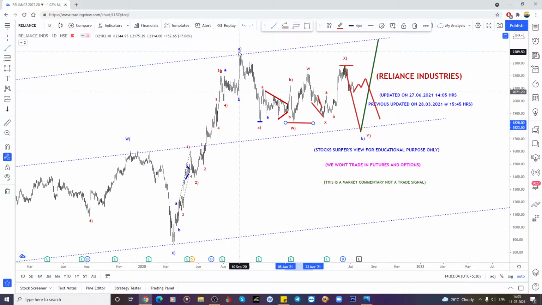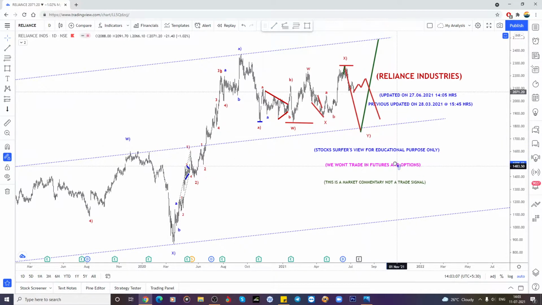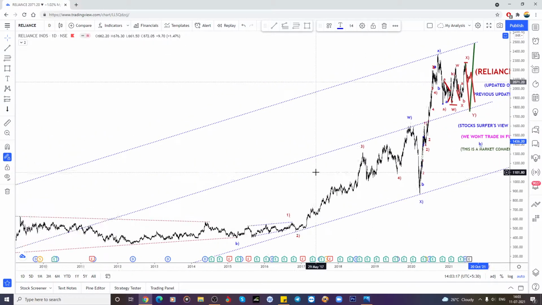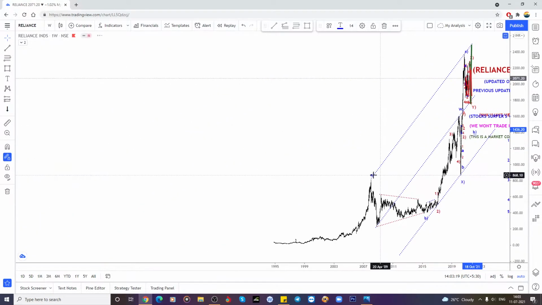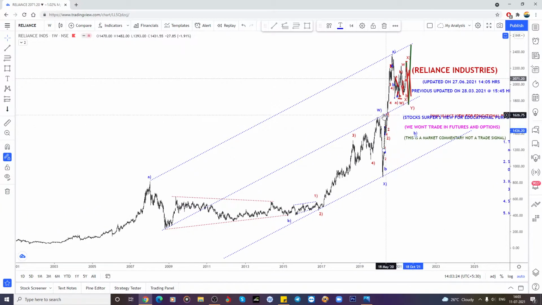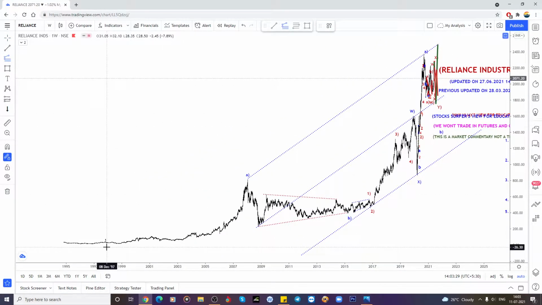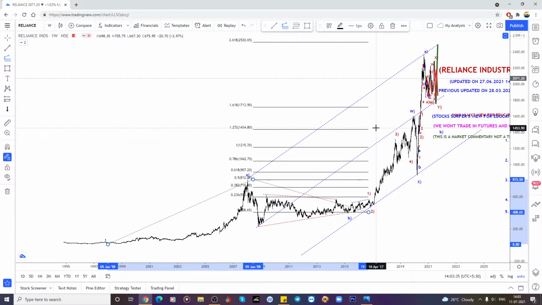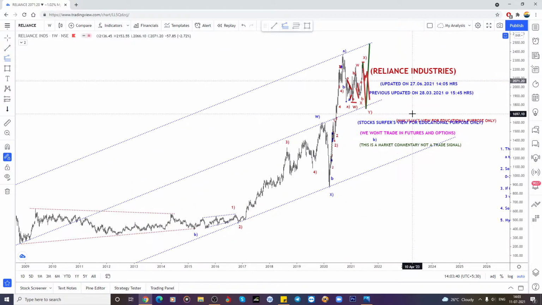So that means this is A, and looking for that B. So that will be very deep also, 1400, or it could be 1700. So it could be a deep also, because I took this as a W and X. The whole thing becomes here in the weekly A, B. B is a triangle. So C got completed here. So A, B and C. If you look at this, A, B is a triangle, and C is 1272 to 1618. So that is also valid for that completion.